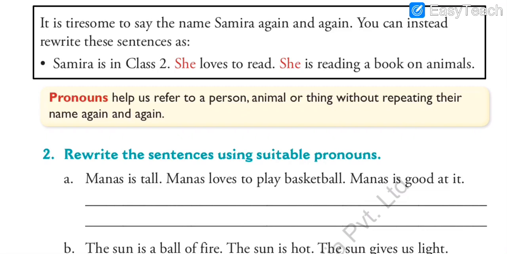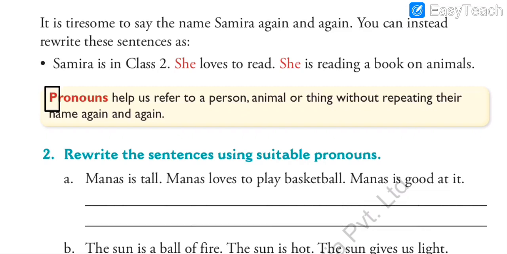So my dear students, if you compare that sentence, how many times Samira, Samira, Samira was repeated. To prevent that repetition, and to prevent listeners from getting bored if you speak the same thing again and again, they have used the pronoun she instead of Samira. So how good it looks now, how good it sounds actually. Samira is in class 2, she loves to read and she is reading a book on animals. That's it.